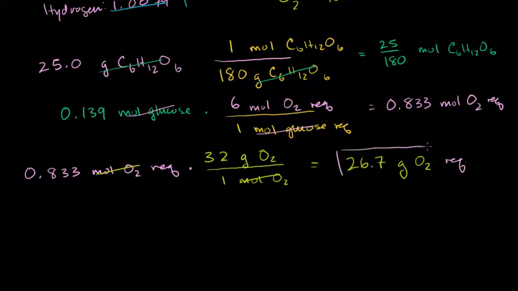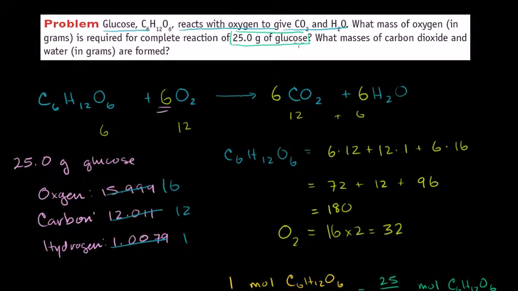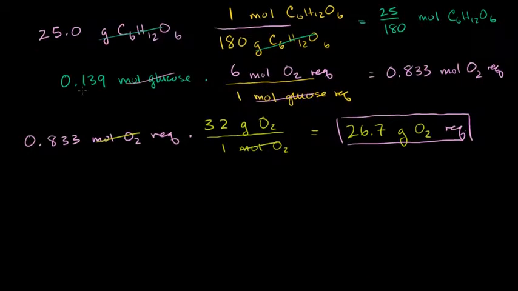So we finished one part of the question. We have 2 more parts left. If we go back to the problem, it says what mass of oxygen is required for the complete reaction. We did that part, so we can write a little check there. But they also ask what masses of carbon dioxide and water are formed. So now we have to figure out carbon dioxide and water. And so we go back here. We know we have 0.139 moles of glucose. We figured that out in the first part.